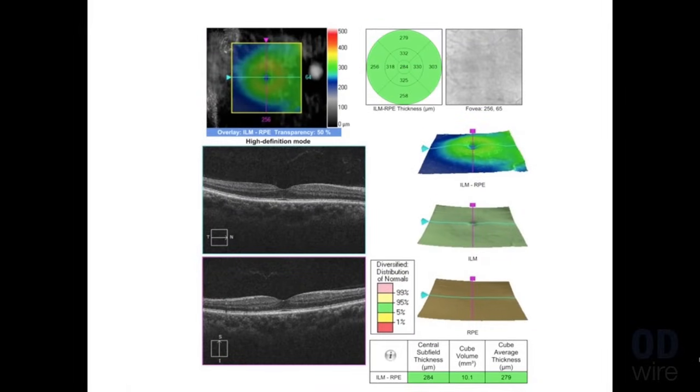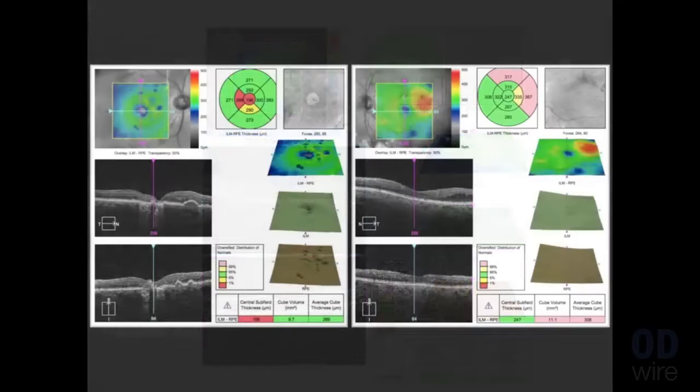As you pull out, you can see that colorimetric pattern here for the statistical analysis is what's used to reflect down here in all these background colors, this 284 for the central subfield thickness, the cube volume, as well as the cube average thickness, and finally in this statistical area. To hit it home one more time that this background green is not directly related to this green color, let me show you some examples.